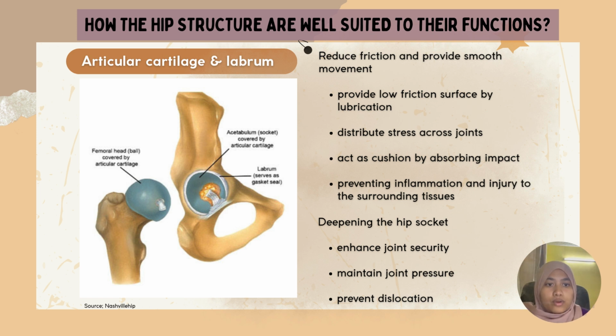Furthermore, the hip joint prevents inflammation and injury to surrounding tissues through its natural lubrication and shock absorption capabilities. The presence of synovial fluid prevents excessive friction, reducing irritation and inflammation within the joint. Additionally, proper stress distribution minimizes mechanical strain on the hip, preserving the integrity of soft tissues and protecting them from degeneration or damage.